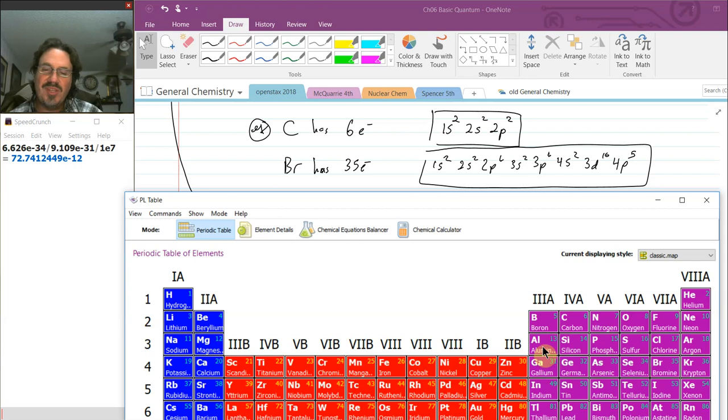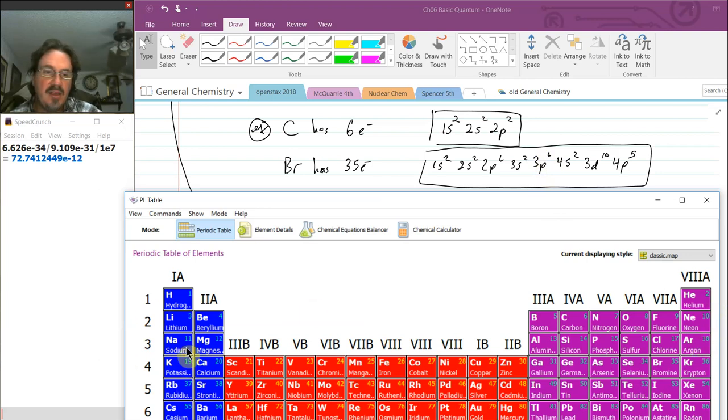Now 13, here's 13, back in the p block again, right? And so 13 is the beginning of the 3p level. I write down 3p. I put 1, 2, 3, 4, 5, 6. I still haven't made it to number 35, bromine, right? But I put 6 electrons in that 3p level, so there it is, 3p6. That brings me to argon, number 18.